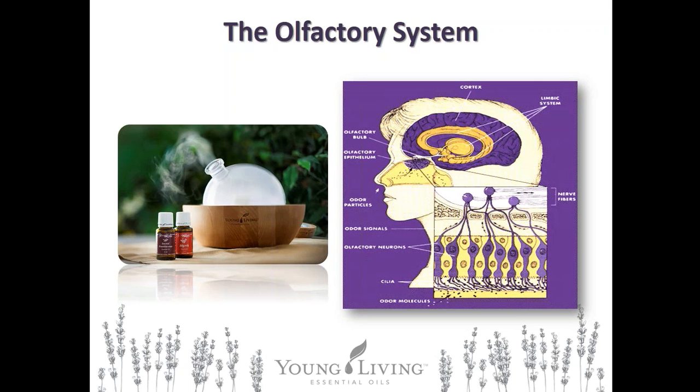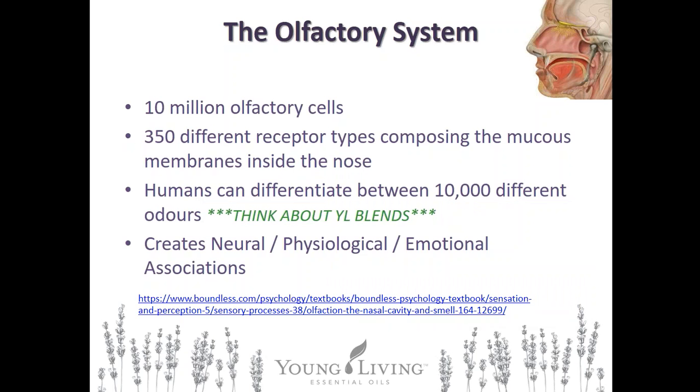And also, in a slide coming up, we'll talk about the limbic system, and that directly links the sense that we perceive to our emotional selves. So, the olfactory system, 10 million olfactory cells. Now, think about your beautiful or handsome little face in the mirror. All of those olfactory cells are right behind your nose, in your sinuses there, and ready to give that information to your brain.